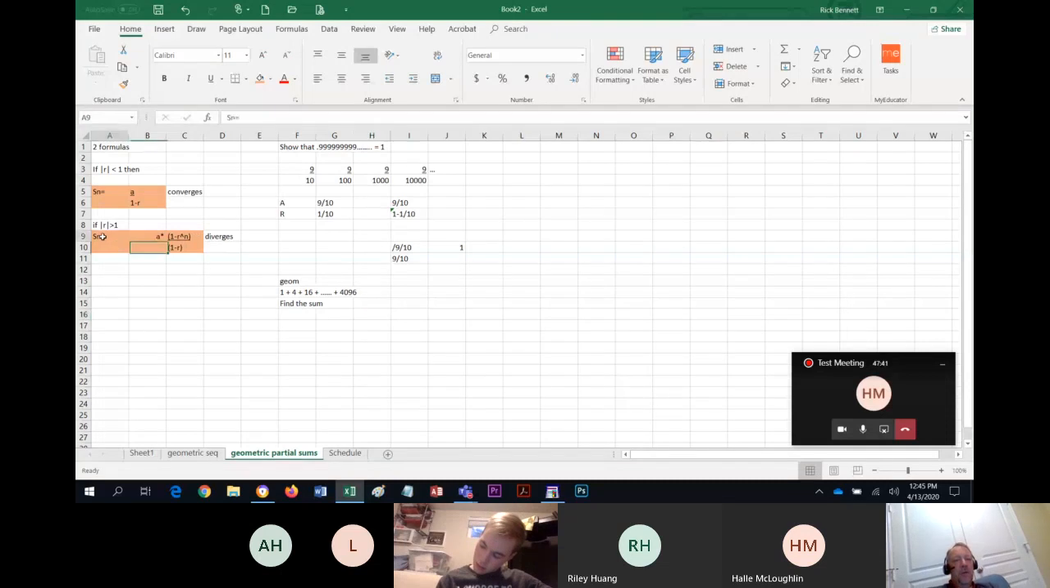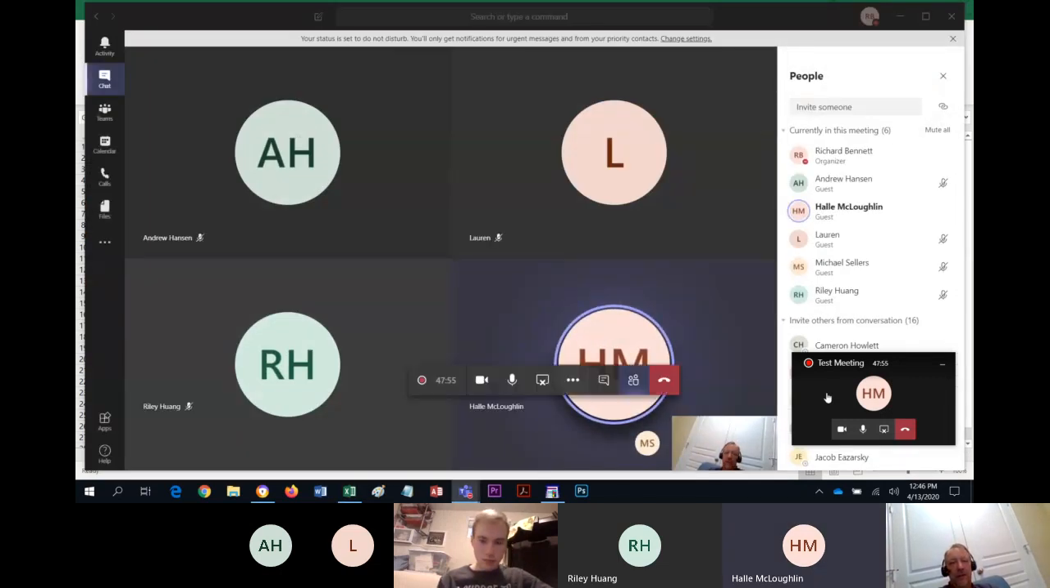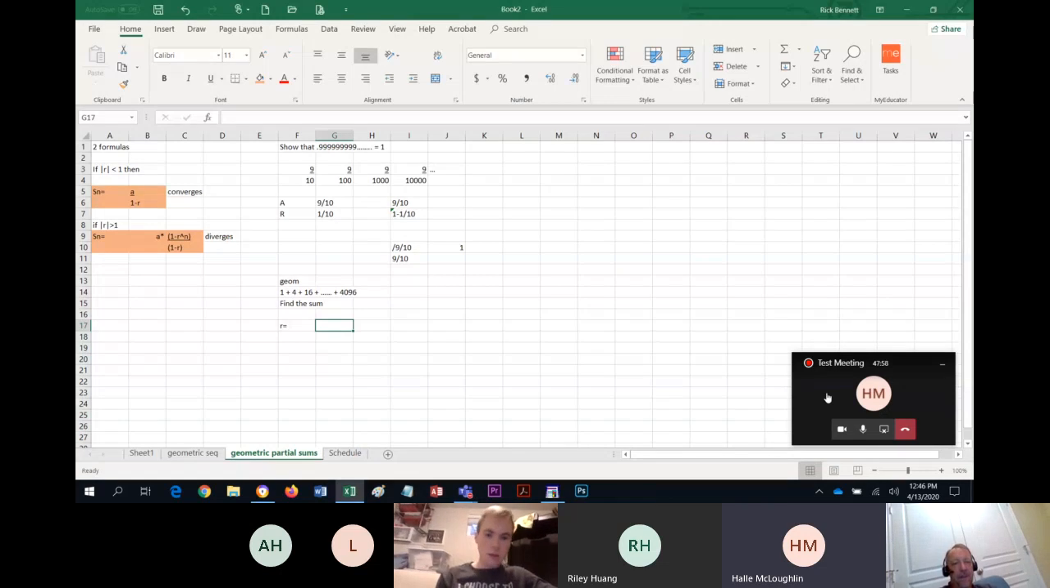You're probably going to use this second formula here because you can figure out what your R is. Michael, what's your R in this case? 4. And in this case, your A is going to be 1. Perfect. Now we can use this formula, but the problem is I don't know what my N is. So how do I figure out what term 4096 is?